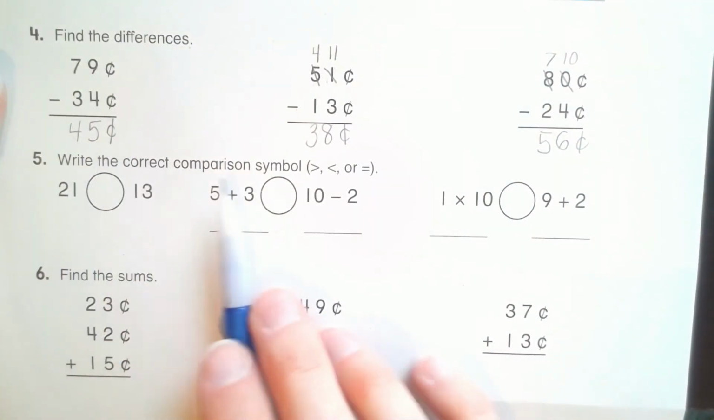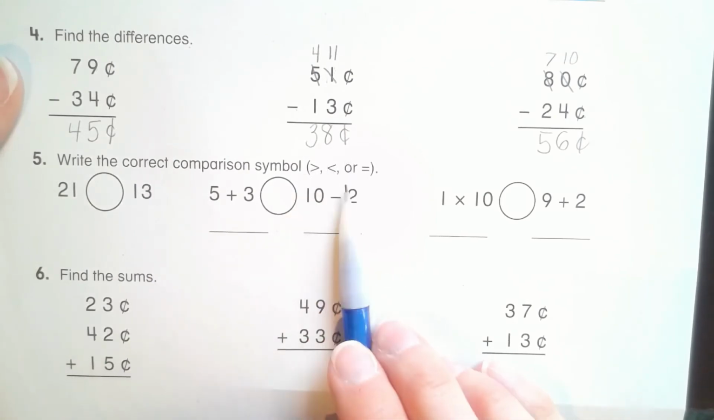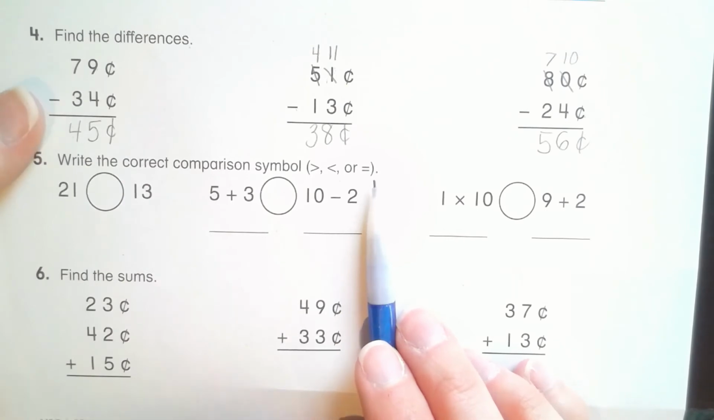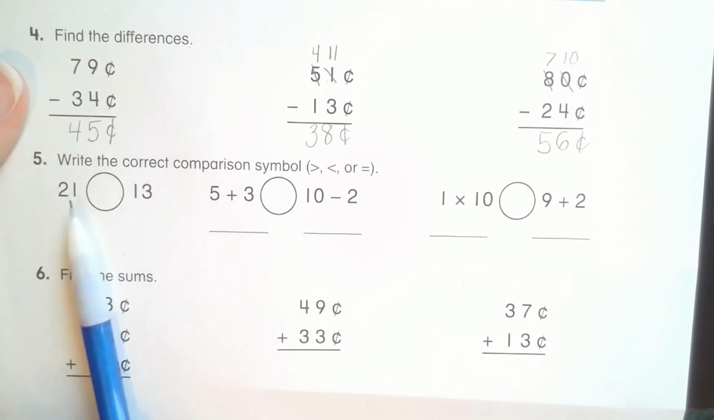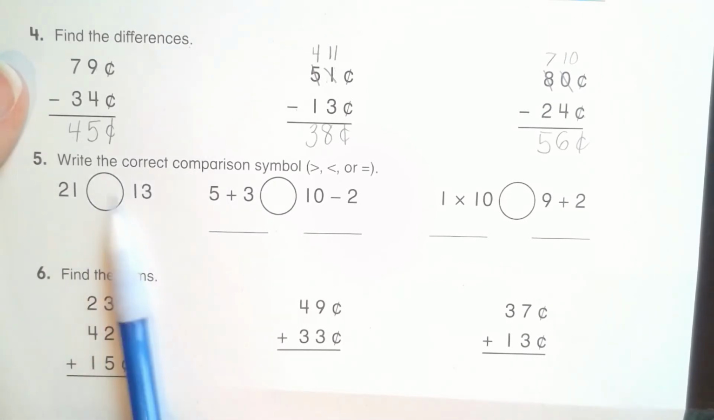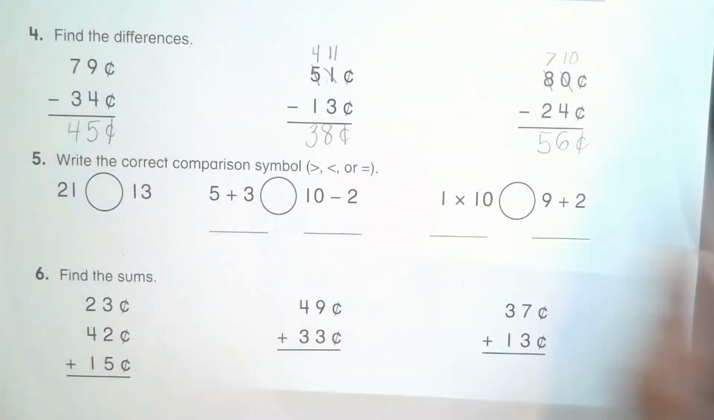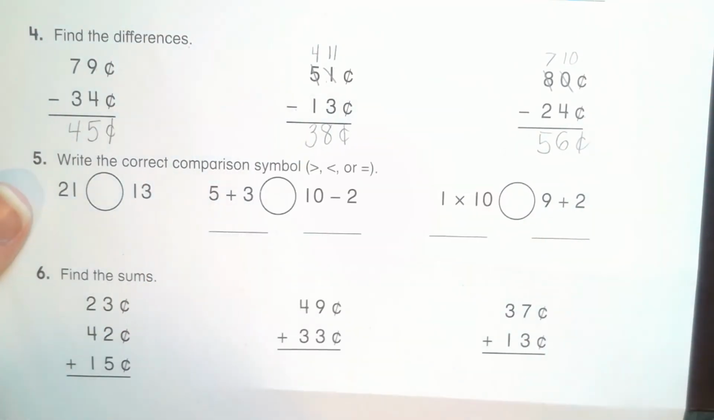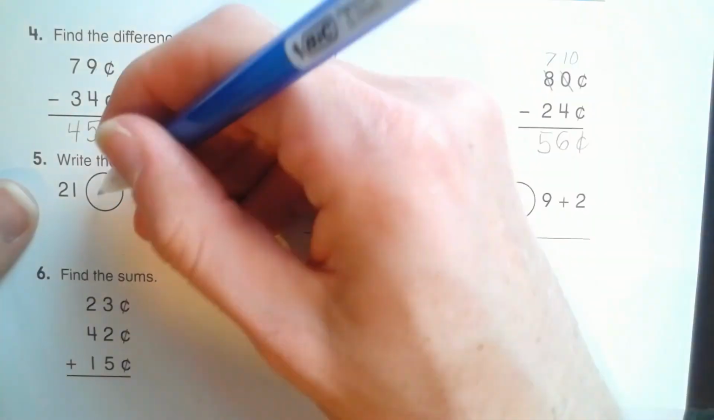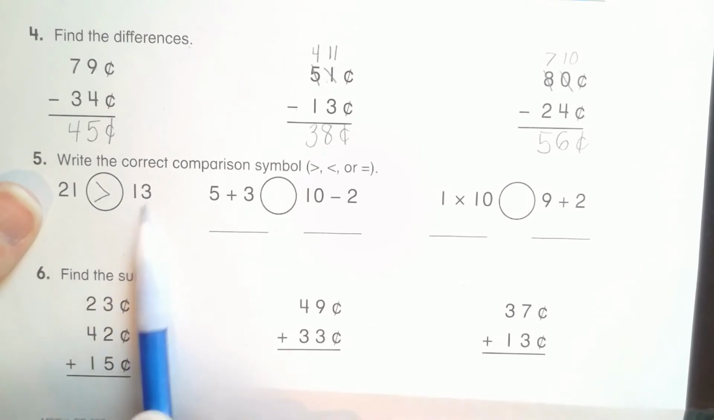Number 5. Write the correct comparison symbol. Greater than, less than, or equal to. So, is 21 greater than 13, less than 13, or equal to 13? Our symbol needs to be eating the bigger number, and if both are the same, you put an equal sign. So which one is bigger, 21 or 13? Good. 21 is bigger, so we say 21 is greater than 13.